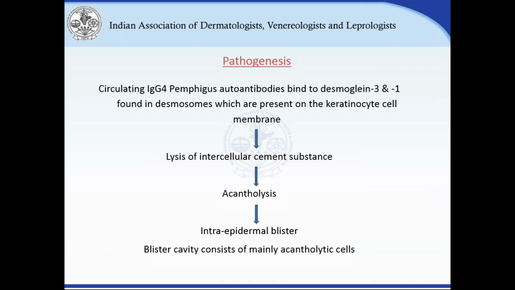There is lysis of the intracellular cement substance, that is desmoglein. Once these cells are separated from each other, these cells lose their normal shape and become rounded. These cells are known as acantholytic cells. Right? These cells become rounded. We can see them by preparing a smear, a Tzanck smear. You can easily see these cells. These are known as acantholytic cells. And then there is formation of an intraepidermal blister. This blister cavity actually consists of many acantholytic cells. They are just floating around in the blister cavity.